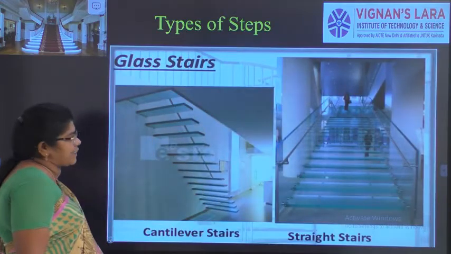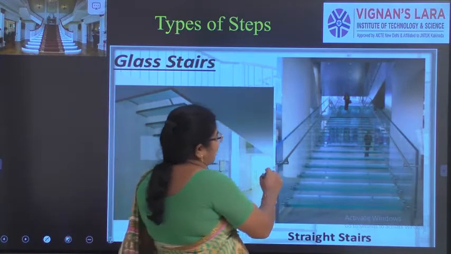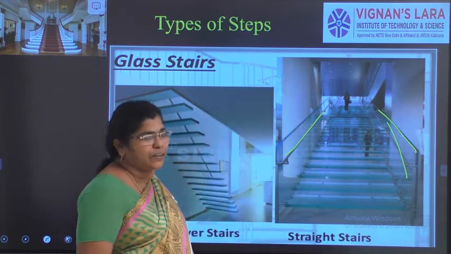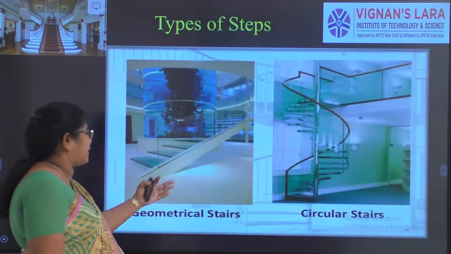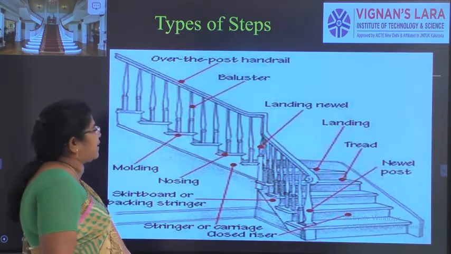And this is a glass stair. I told you now, glass stairs are also there. Here handrails and everything have to be properly provided so the glass can transfer the load to the handrails. This is another geometrical glass stair. This is a spiral glass stair.